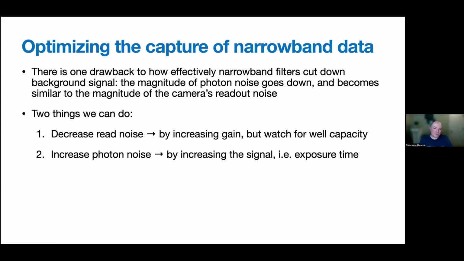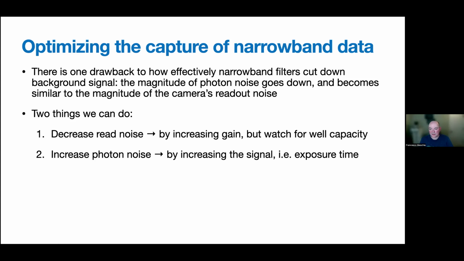But you don't want to be dominated by the camera's readout noise. You want your images to be dominated by essentially photon noise. And there are 2 things that you can do to achieve this. You could decrease the read noise of your camera, which is possible to some extent, because typically most CMOS cameras and also CCD cameras, by increasing the gain, the read noise goes down. But 2 things.